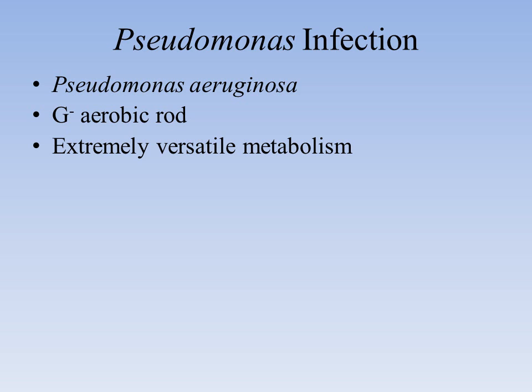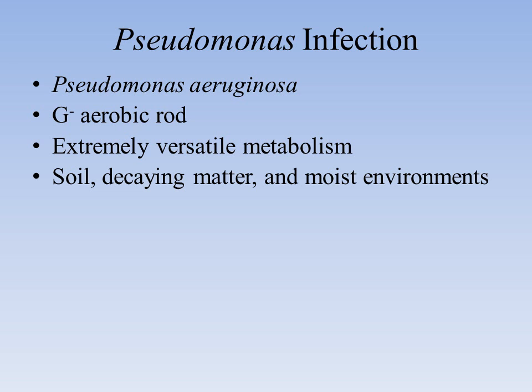Pseudomonas is well known for having an extremely versatile metabolism, so it can grow on a whole bunch of different compounds. We actually used Pseudomonas when we compared the organisms that could grow on minimal media versus those that could not, and how we supplemented it, and Pseudomonas was capable of growing on pretty much very minimal media as long as it had some sort of a carbon and a nitrogen source. So it can grow on a whole bunch of different compounds.